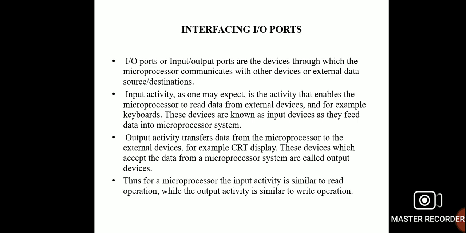So the input and output devices can be interfaced to the 8086 by two methods. Number one, memory mapped input and output. Number two, input and output mapped input and output. The input devices include the keyboard, thumb wheel switches, and DIP switches, and similarly the output devices are LED or LCD. The difference between them is that memory mapped input output uses 20 address lines, and input output mapped input output uses 16 address lines.